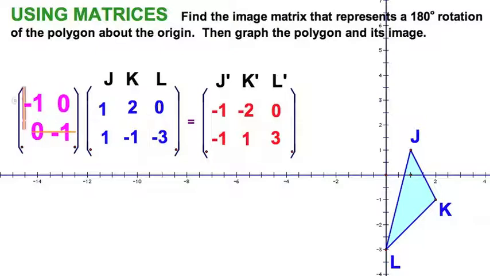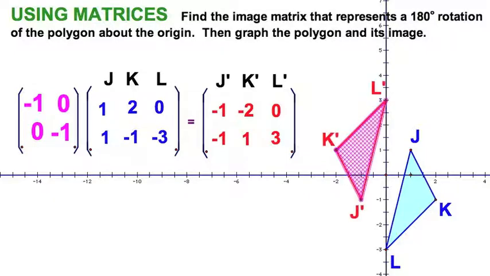And let's see if it makes sense. Well, we'll take our figure and we'll rotate 180 degrees. And let's see, J prime ends up at negative 1, negative 1, right over here. K prime at negative 2, 1. L prime at 0, 3.